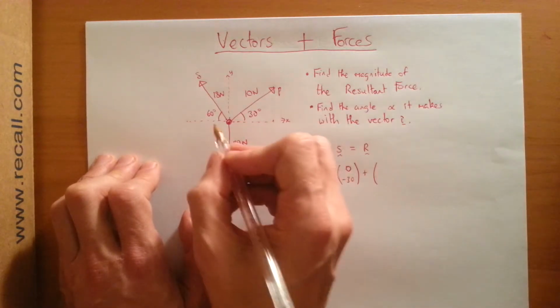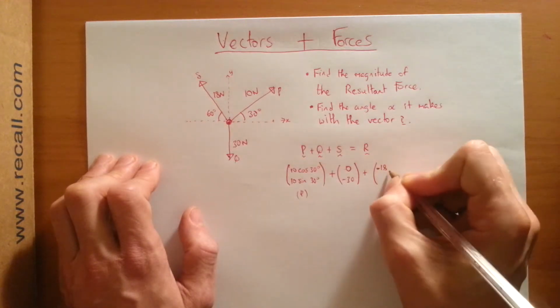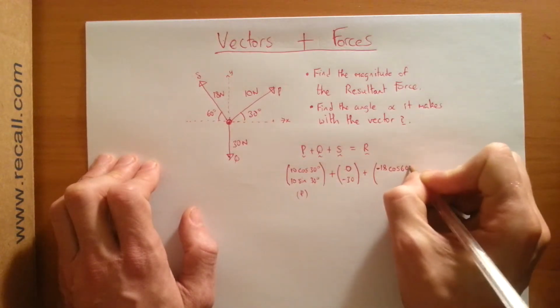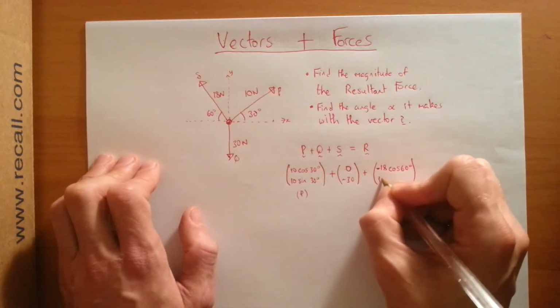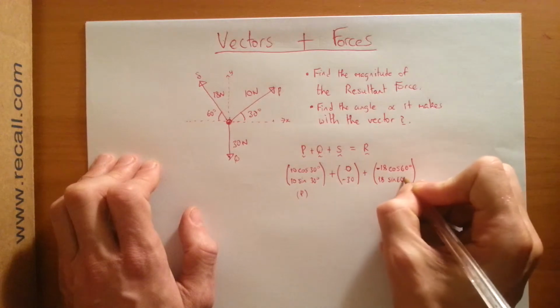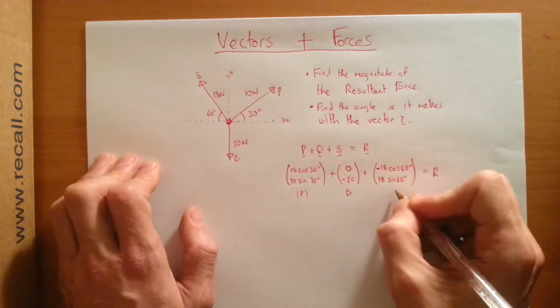S will also have some negatives in it, because this will be 18 cos 60, but it will be negative 18 cos 60, and then 18 sin 60, positive because it's going up. And that will equal our R. So that's P, that's Q, and that's S.